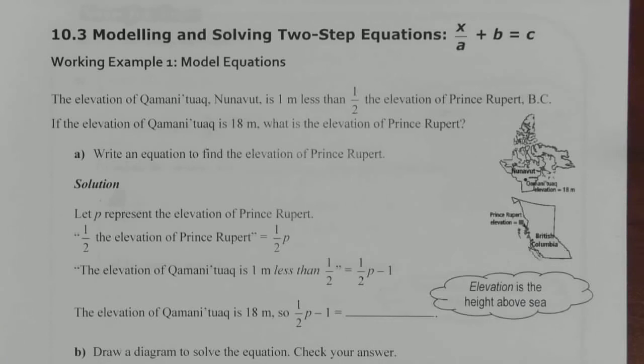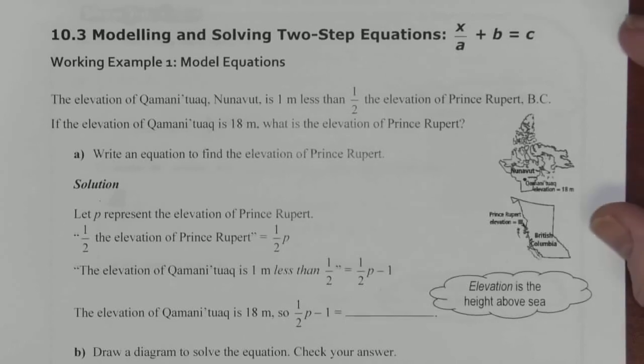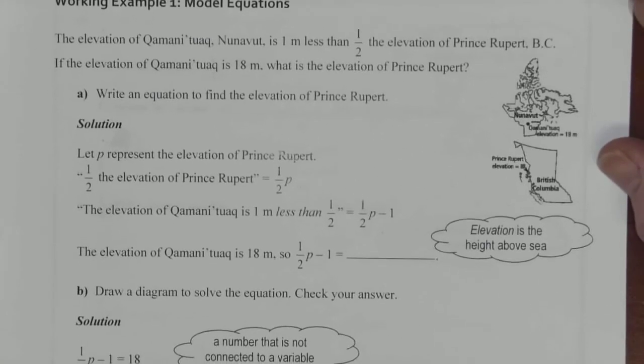So we're going to start using modeling equations here in working example number 1. So the elevation of this place in Nunavut is 1 meter less than half of the elevation of Prince Rupert, BC. So if the elevation of that place is 18 meters, then we need to figure out how to calculate what the elevation of Prince Rupert is. So we can write an equation to find the elevation of Prince Rupert.